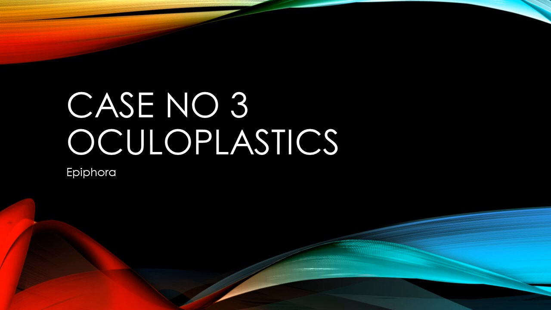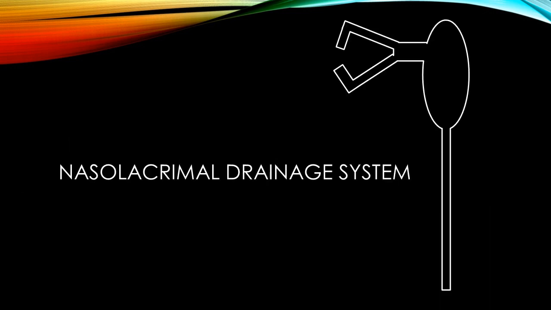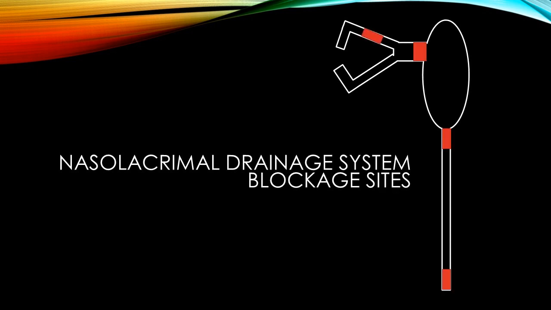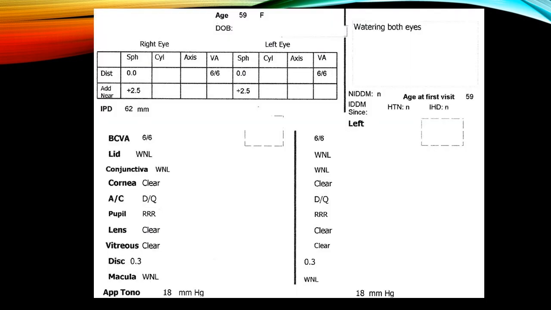And before we go into this case, we'd like to discuss the anatomy of the nasolacrimal system, which would include the puncti, and then you've got your vertical canaliculus, the horizontal canaliculus, the common canaliculus, nasolacrimal sac, and then you go on to the nasolacrimal duct. The obstruction can usually be at three levels: at the canaliculus, at the sac and the canaliculus junction, at the sac and the nasolacrimal duct junction, or at the lower end of the nasolacrimal duct.